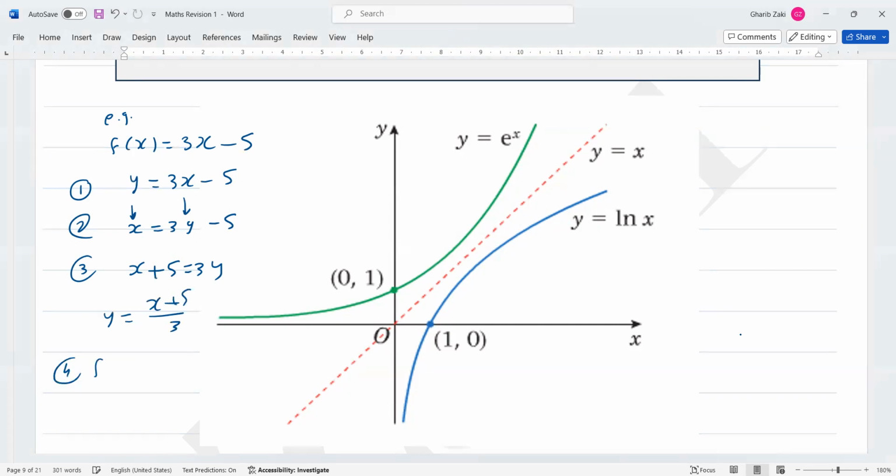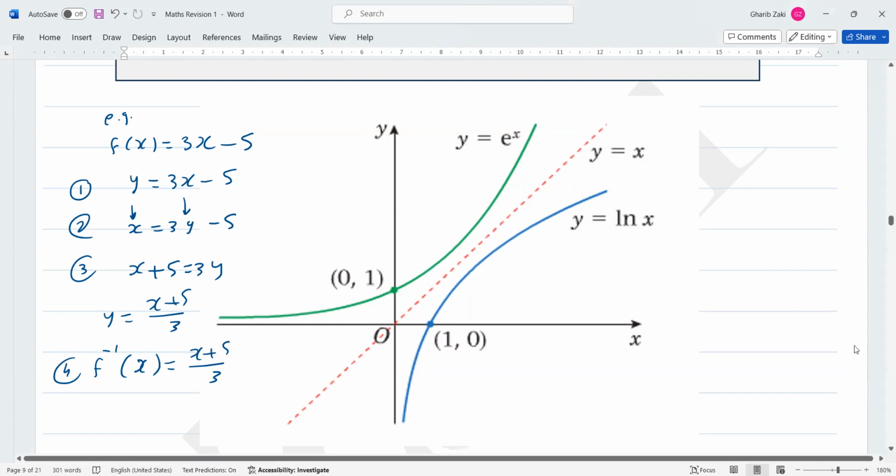Y is the inverse. So f inverse of x equals (x plus 5) over 3. What is the relation between the function and the inverse? The domain of the function equals the range of the inverse and vice versa. And also the function and its inverse are symmetrical about the line y equals x.